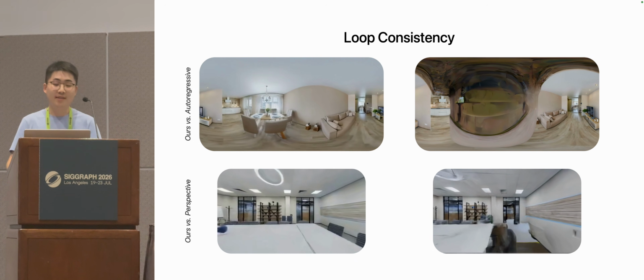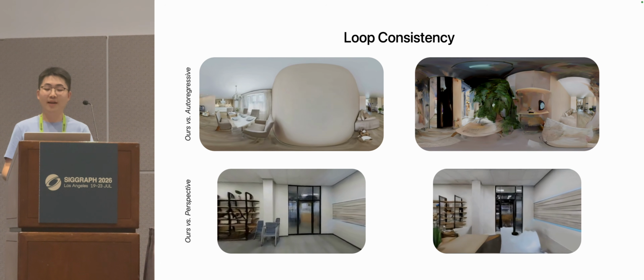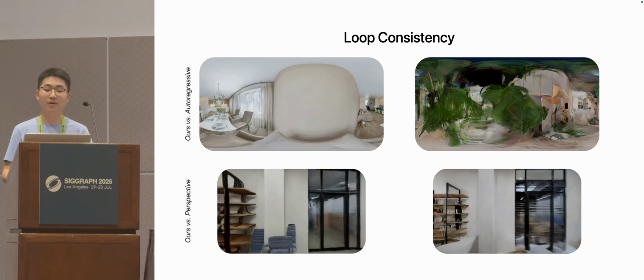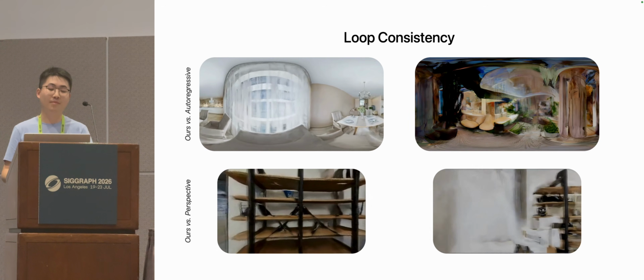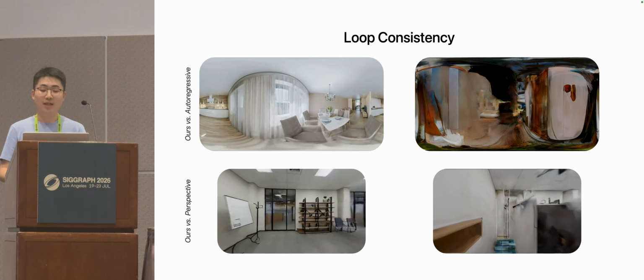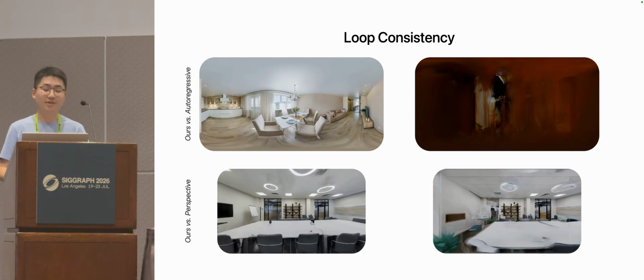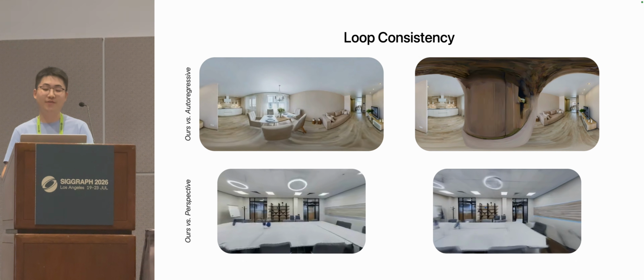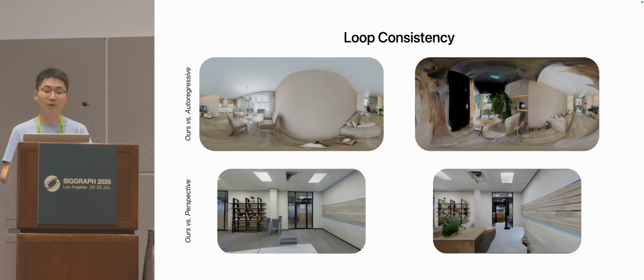Now, the loop consistency comparison, which is where the difference really shows. Here we compare our full method against two alternatives: an autoregressive version that builds the video segment by segment, and a perspective version that drops the panorama representation. For our method, when the loop closes, the final view lines up almost perfectly with where we begin, and the scene stays consistent the whole way around.